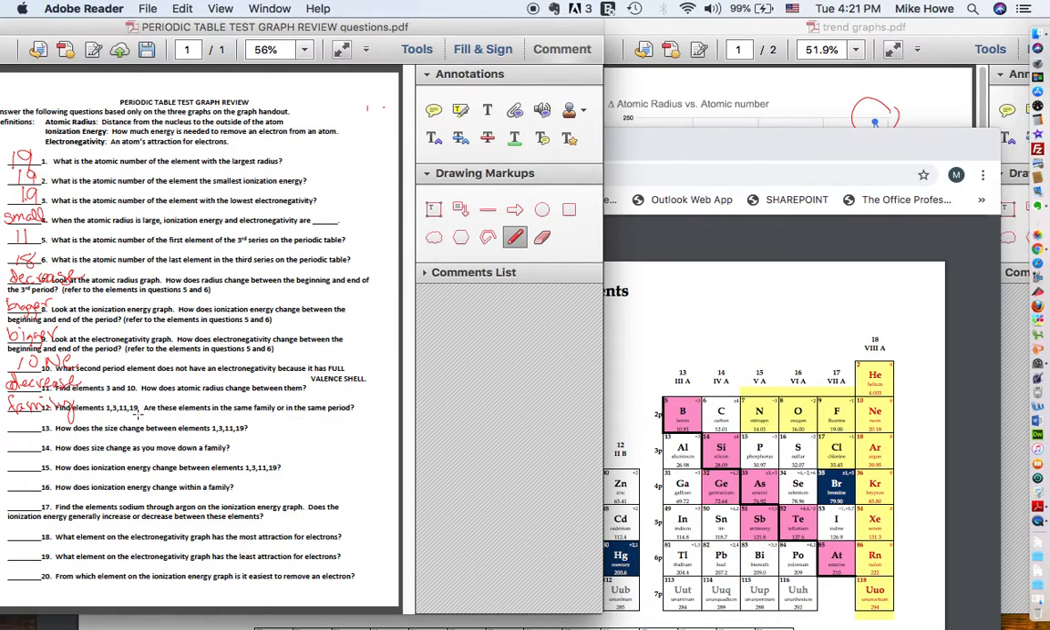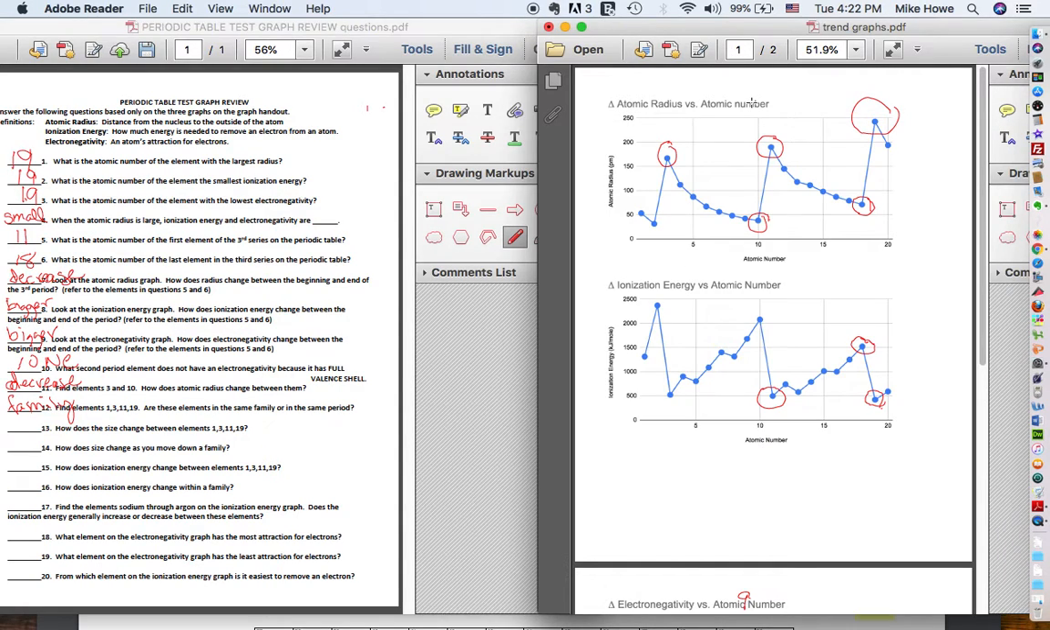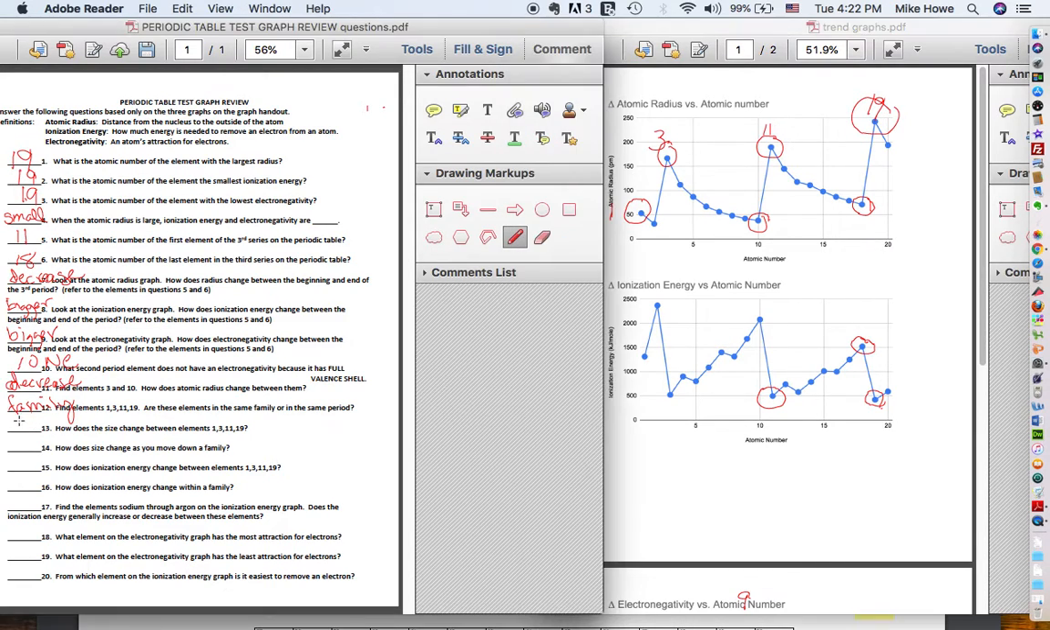Now how does the size change between elements 1, 3, 11, and 19? So let's go back over and look at this graph. Size is the atomic radius. So here's 1. This element right here is number 1. This is element number 3. That's number 11. That's number 19. So how is the size changing? It's getting bigger.